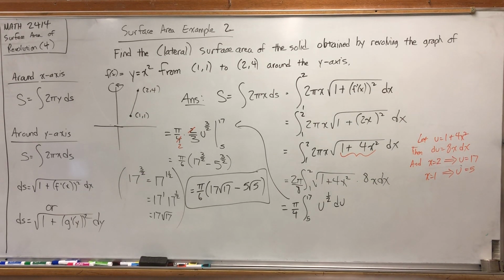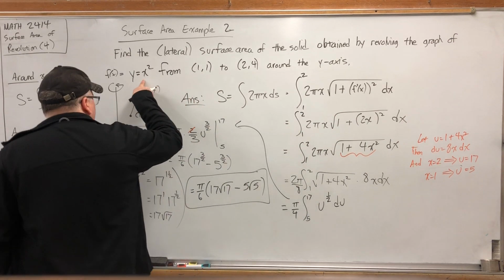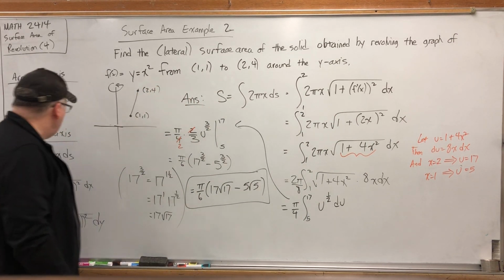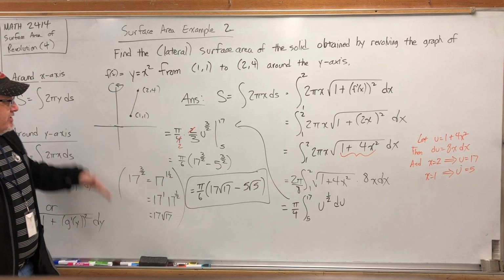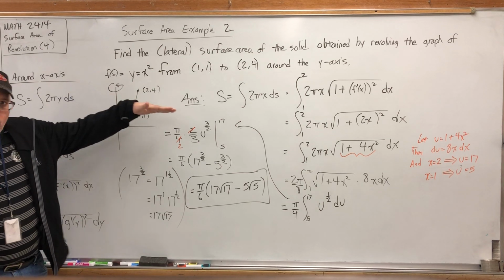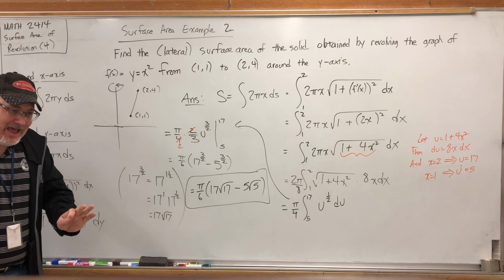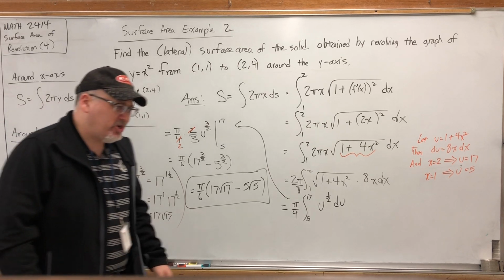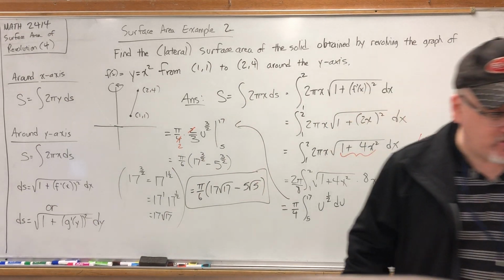But I do want to kind of leave you with a follow-up, which is going to lead into the next video. We did this as a dx integral, because our equation was given as a function of x, y equals x squared. But this graph is not just a function of x because it passes the vertical line test, it's also a function of y because it passes the horizontal line test. Which means I could think of this as a function of y. And if I did that, how would it change the problem, and will it change the answer? Well, it shouldn't change the answer because it's the same shape, it just had the same surface area.